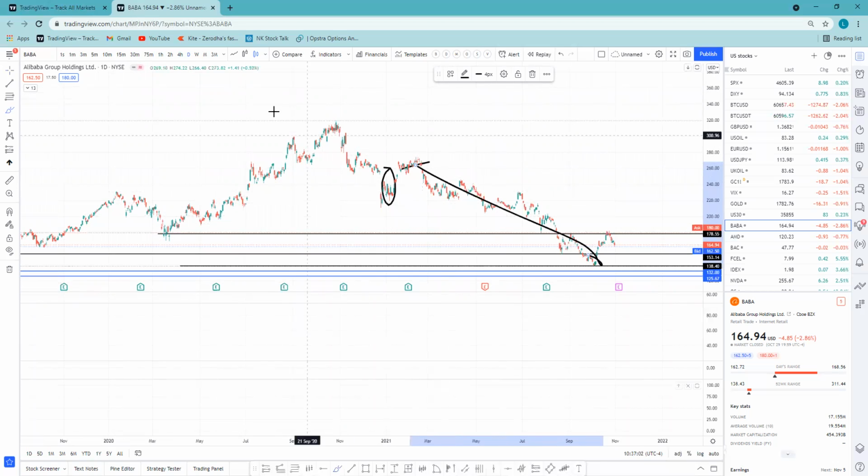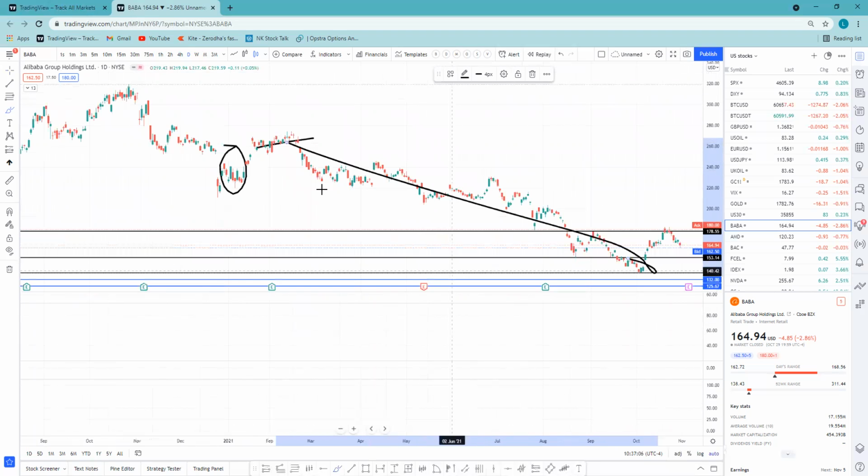So first of all, whenever you are looking at the chart, rather than looking at the moving averages and anything else, go to the monthly. Okay.